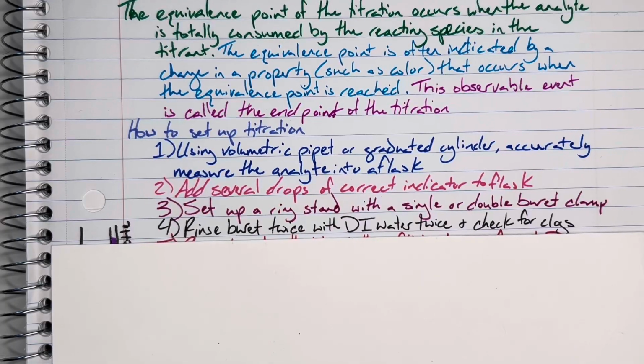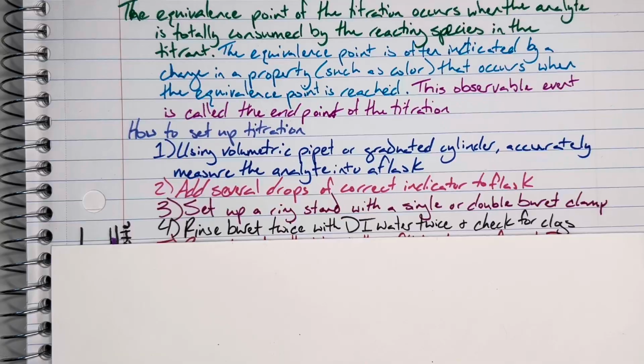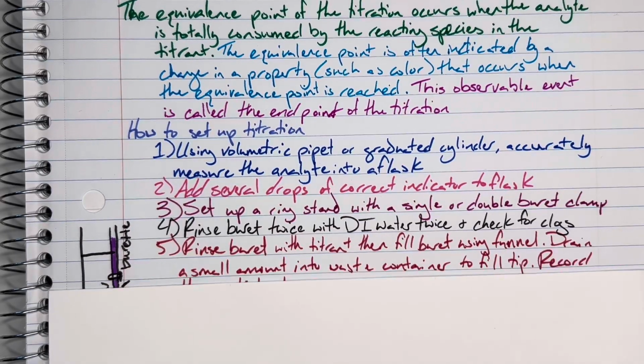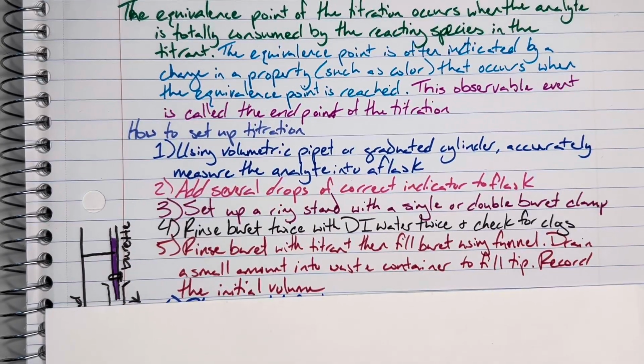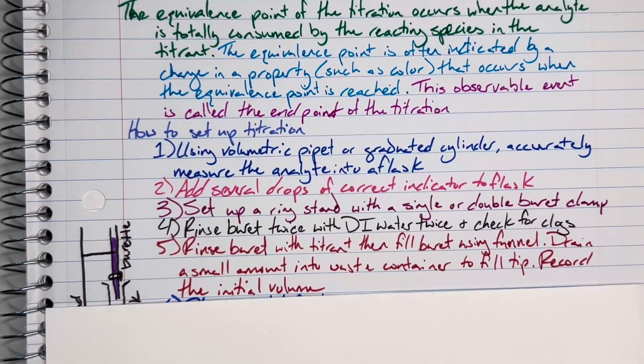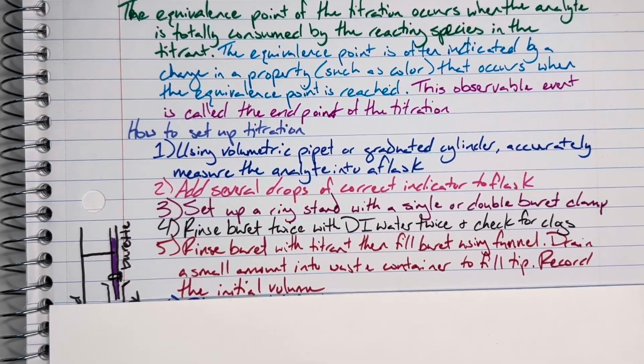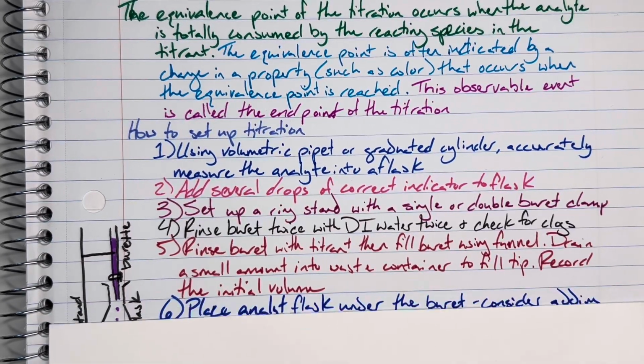You would then rinse the burette twice with DI water and check for any clogs. You are then going to rinse the burette with the titrant and then fill the burette using a funnel, draining a small amount into a waste container so that the tip of the burette is also full of the titrant. You will then record your initial volume of the titrant.